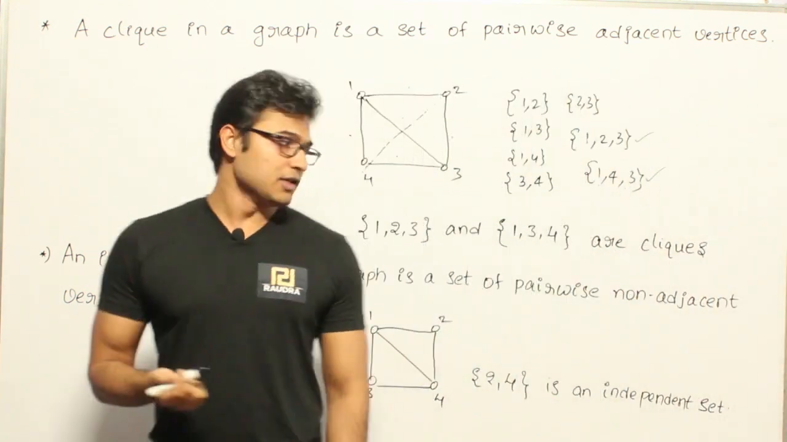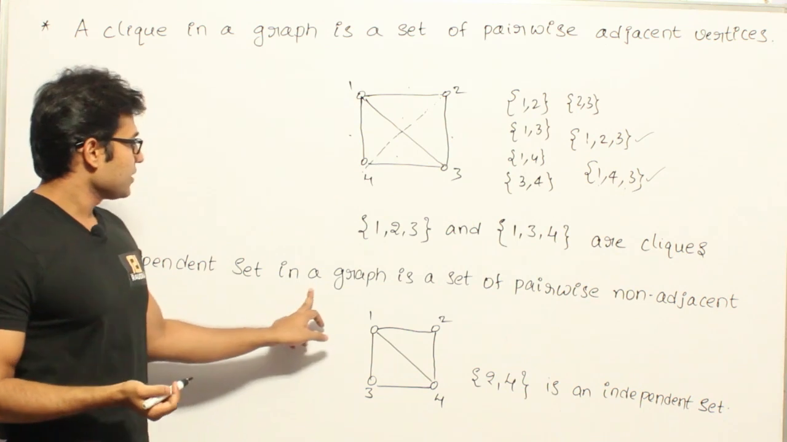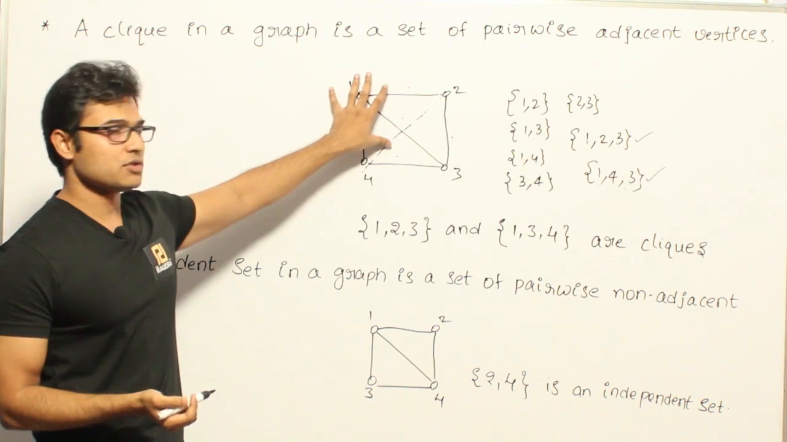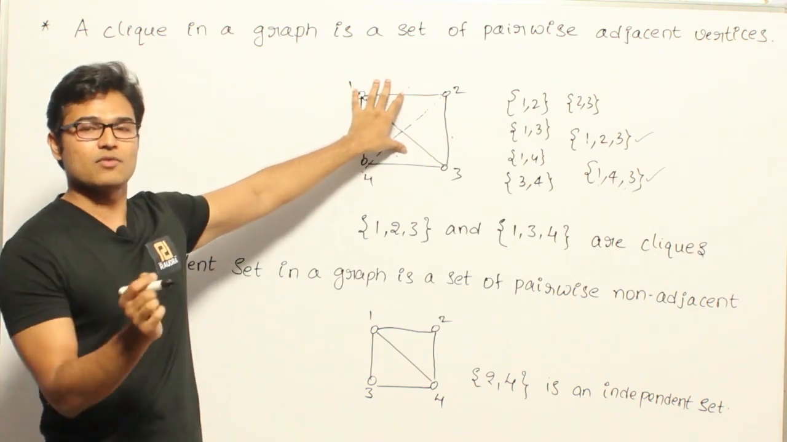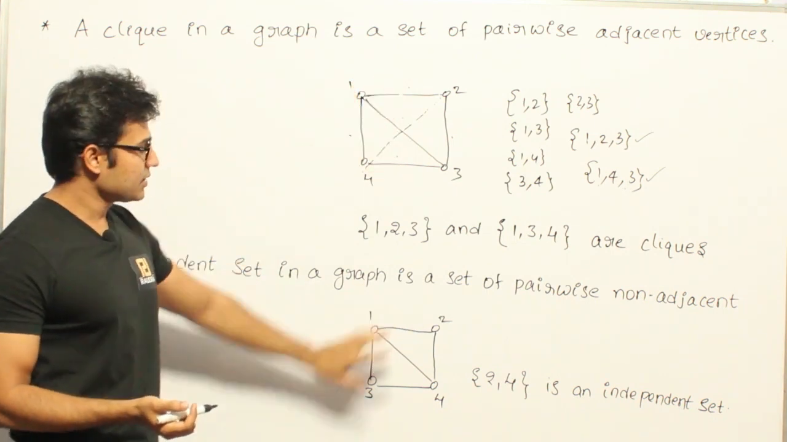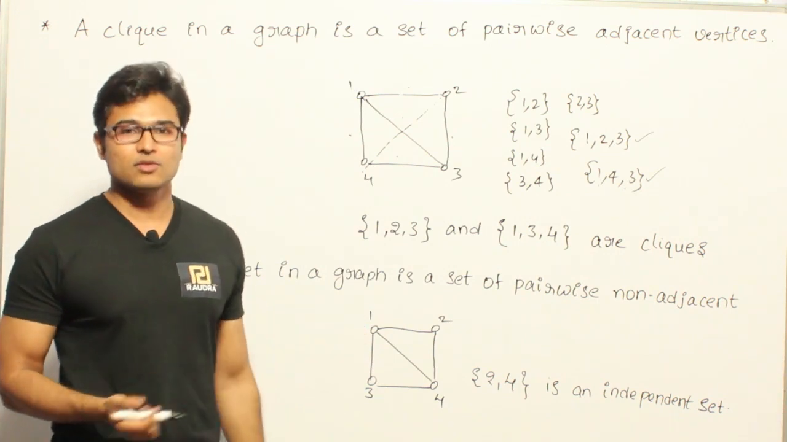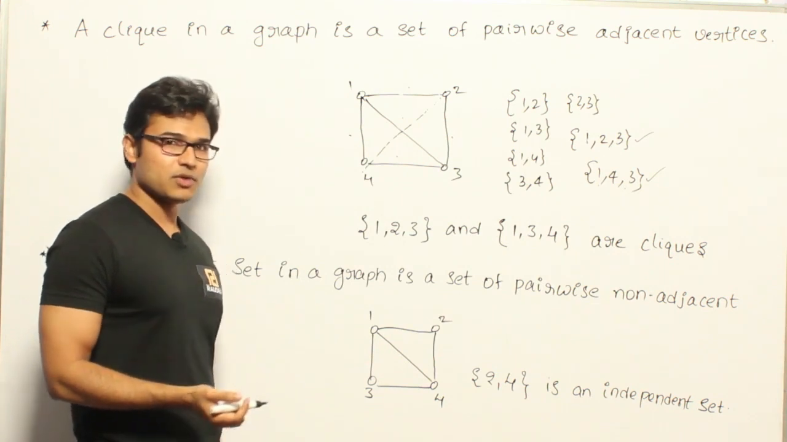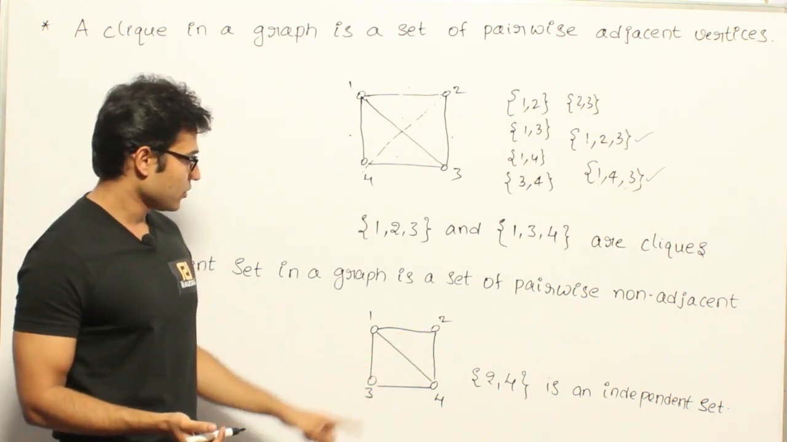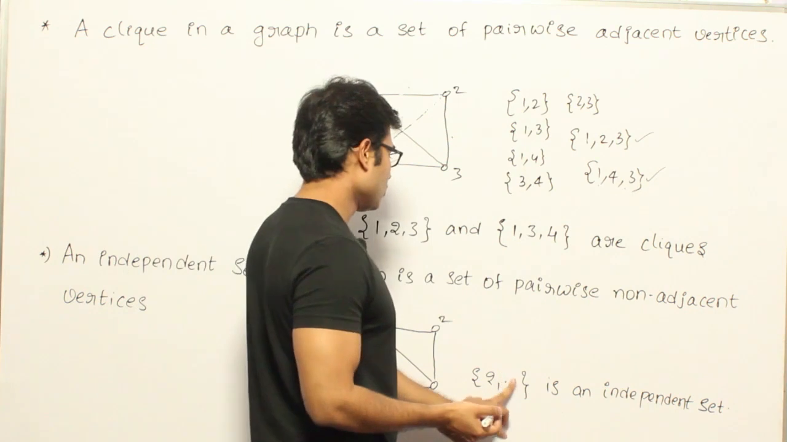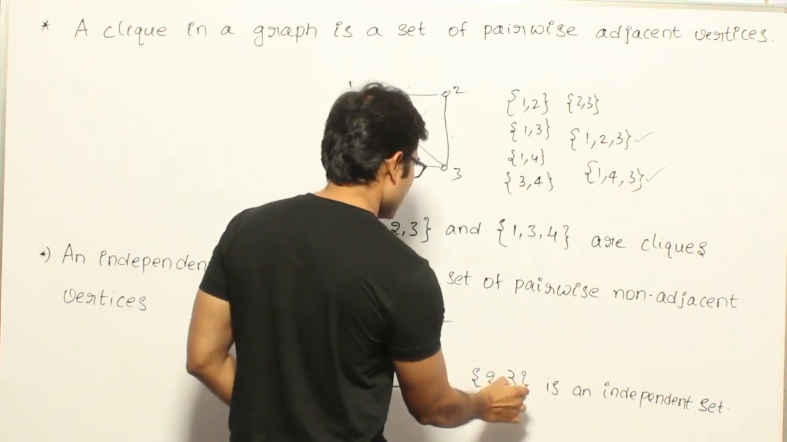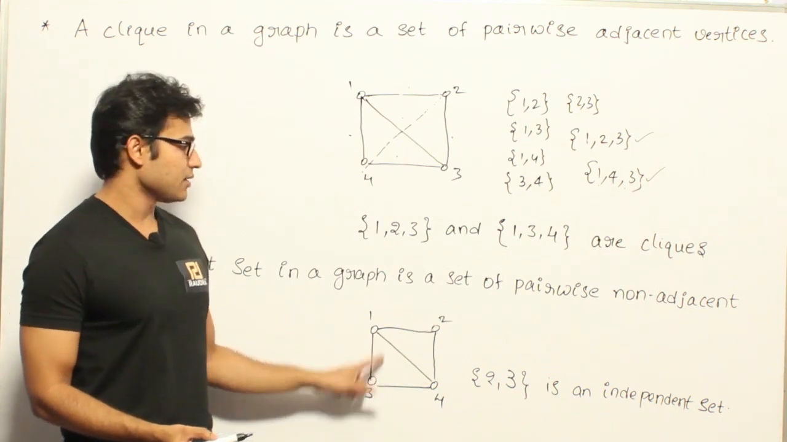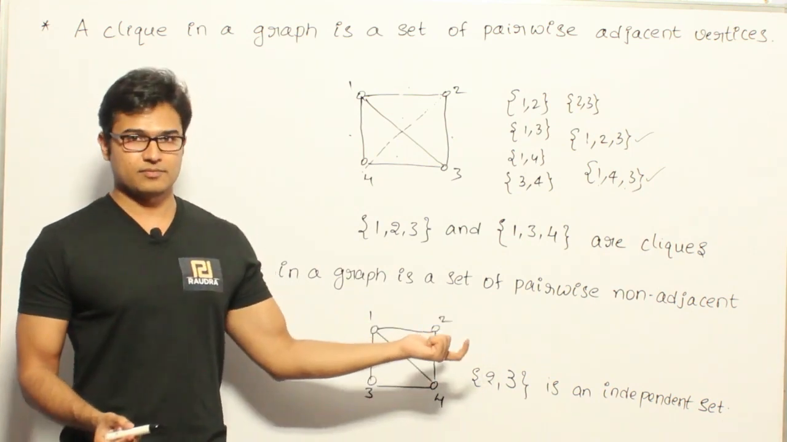And the next one is independent set. An independent set in a graph is a set of pairwise non-adjacent vertices. So it is exactly opposite to this. In a clique every pair of vertices should be adjacent, but in this case those pairs of vertices should be non-adjacent. Now in this one, if you see, the only pair you get is 2 and 3, right? So 2 and 3 is the independent set. Why? Because these are the only pair of vertices which do not contain any edge between them, right?